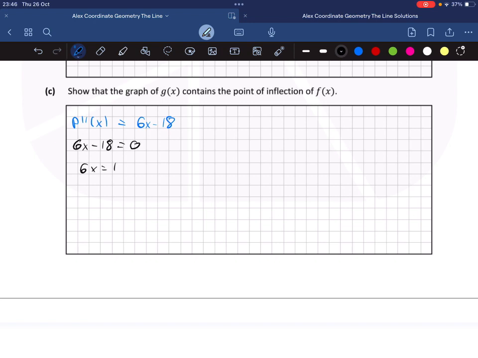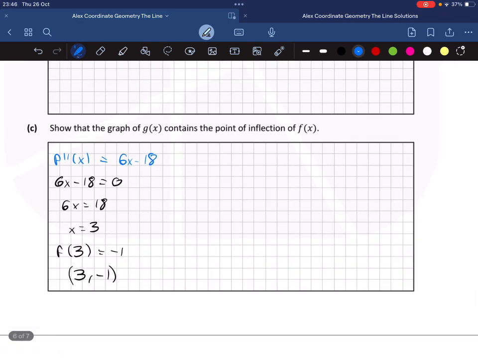6x equals 18, therefore x is equal to 3. Sub that back into f, and we're going to get -1. So this is the point (3, -1). Again, I'm not showing you me plugging it into the function because it's literally just something you stick into your calculator.